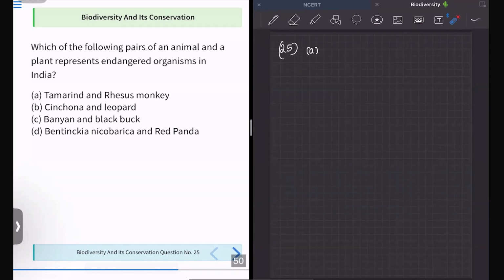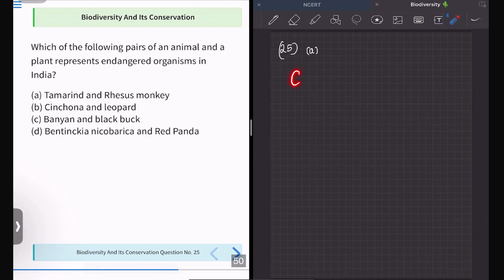No, we have so many monkeys. Even if you see in some of your houses nearby, monkeys are roaming from one house roof to another, correct? So they are not at all endangered. They are present in large numbers. So option A is definitely a wrong statement.